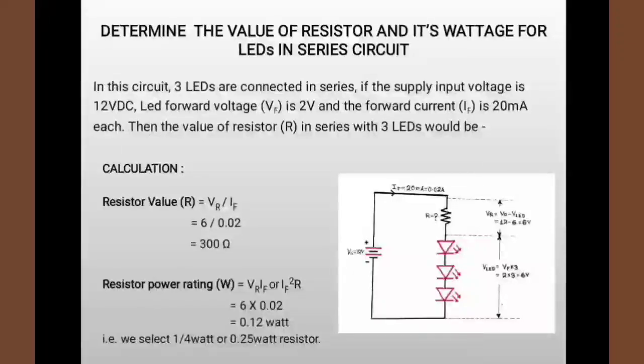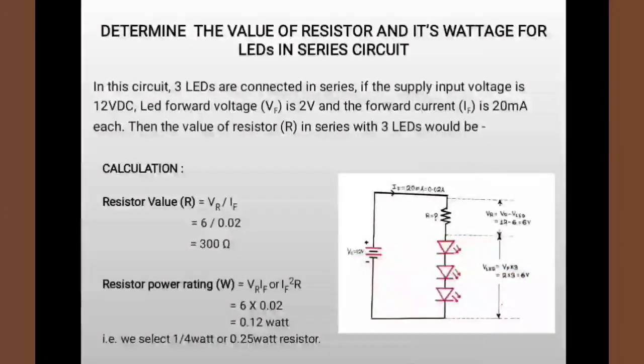Now let's determine the value of resistor and its wattage when 3 LEDs are connected in series. Since this circuit is connected in series, the same current flows through each component and the total voltage of all LEDs is the sum of the forward voltage of each LED. Remember that the combined voltage must always be smaller than the supply voltage.